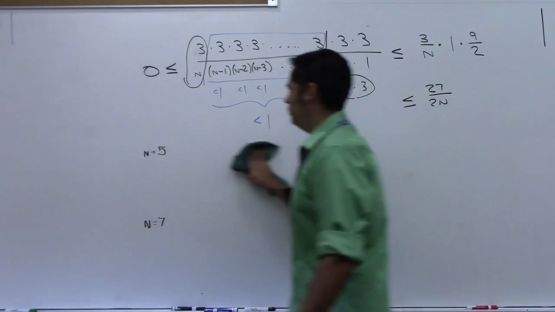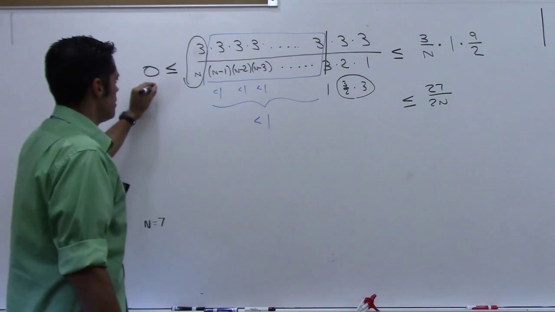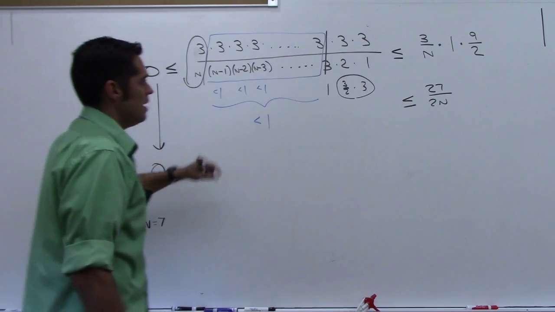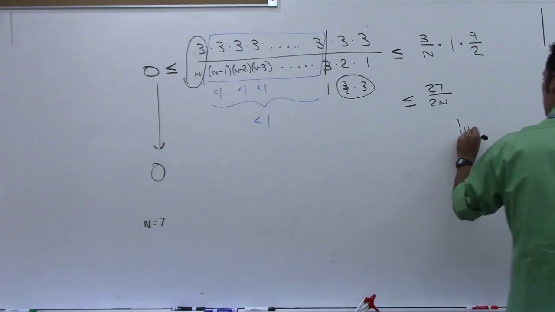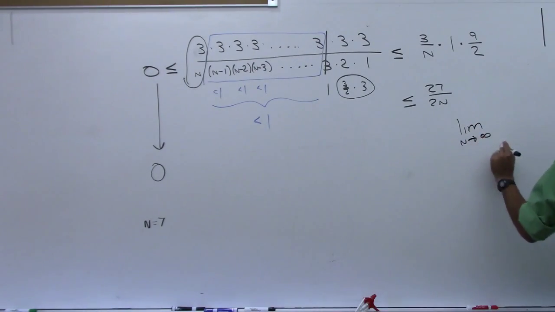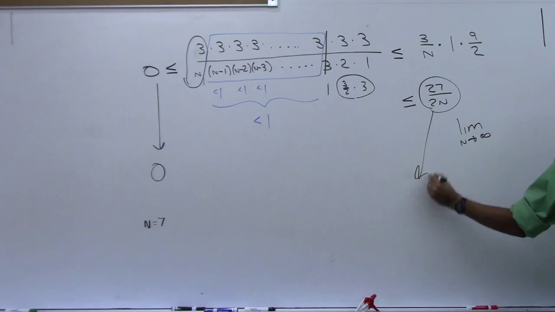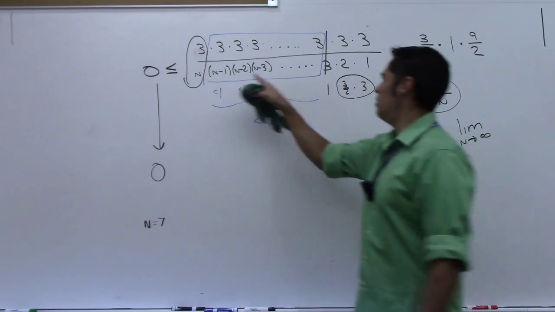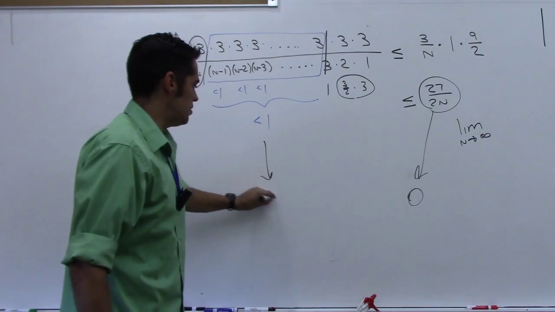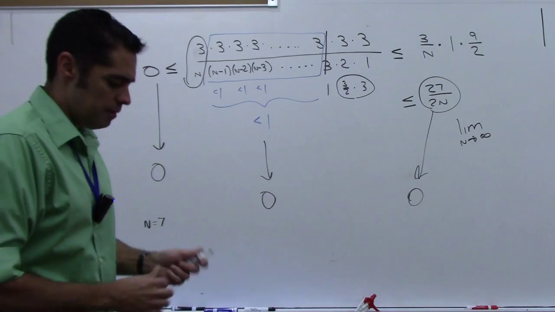And so this side over here is 0. And if we take the limit now and we let n go to infinity, this right here will go to 0. And that means the thing in the middle that we are looking at must also go to 0. So the answer is that it converges to 0.